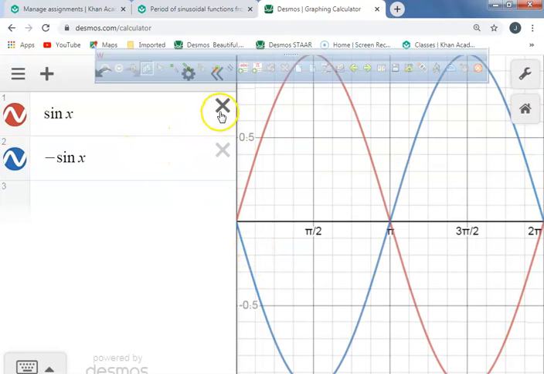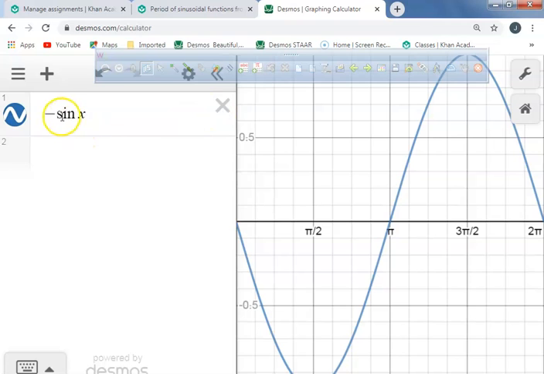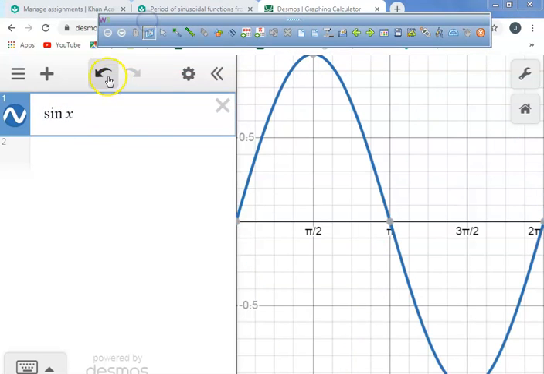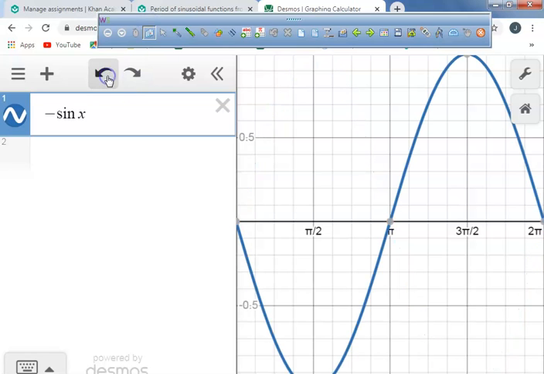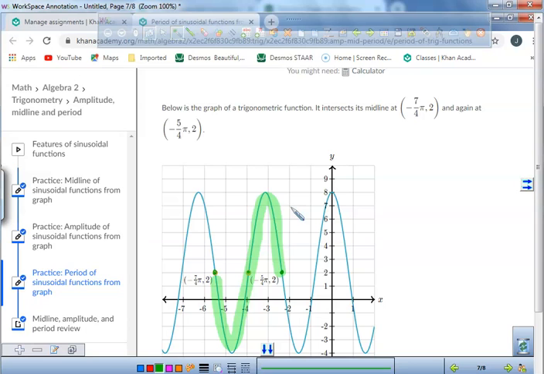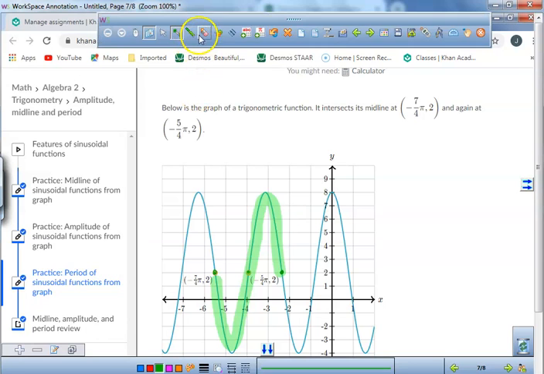Now, let's check this out. Let's take away this right here. There's your negative sine of x. There's your positive sine of x. Positive sine of x, negative. Positive, negative. So when I looked at my graph, here's what I saw. I saw that negative sine of x graph. So let's check it out. This looks like it's pretty easy now.